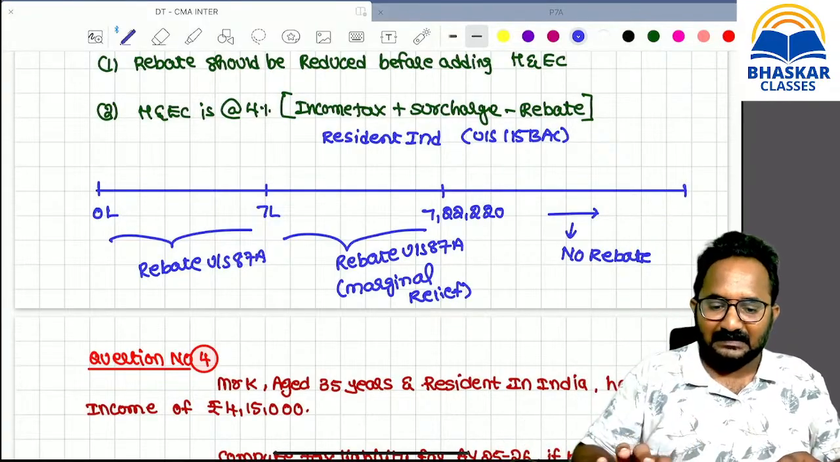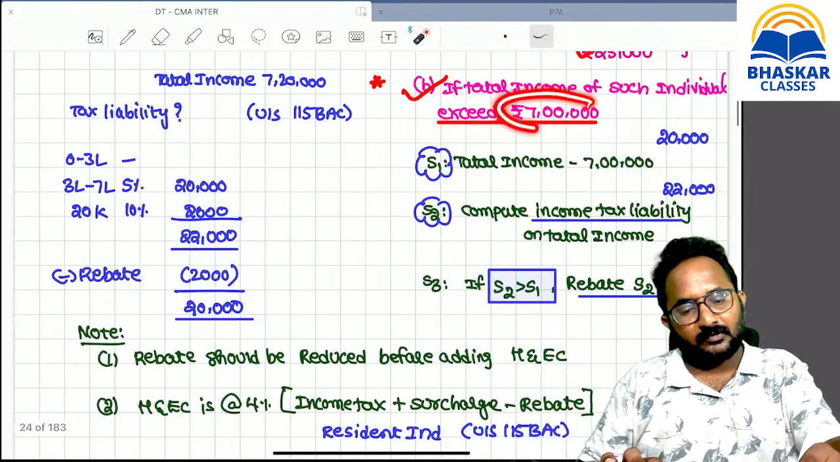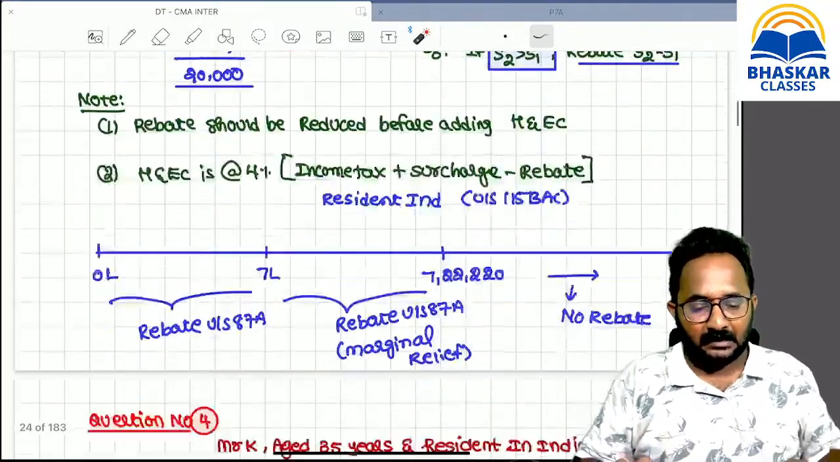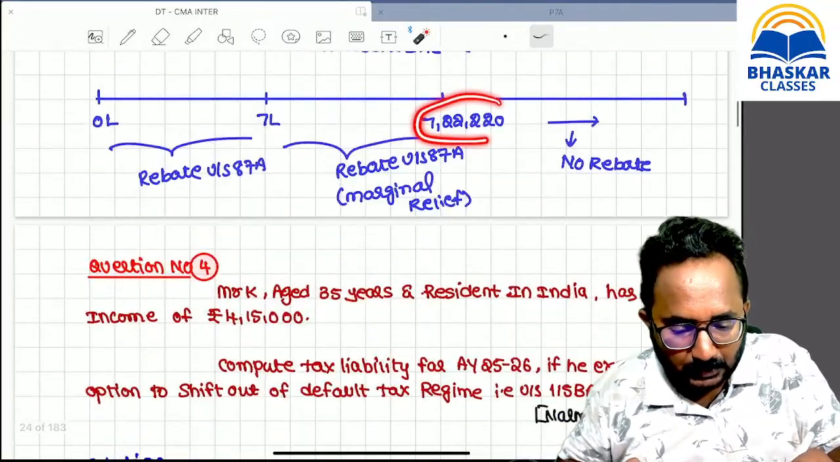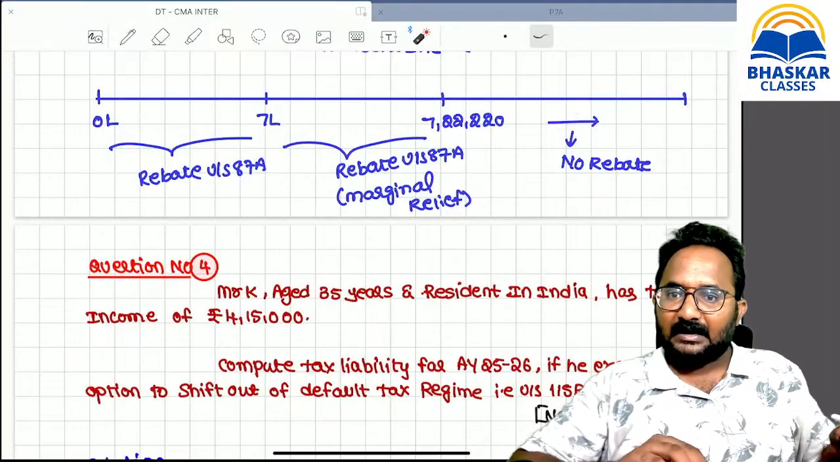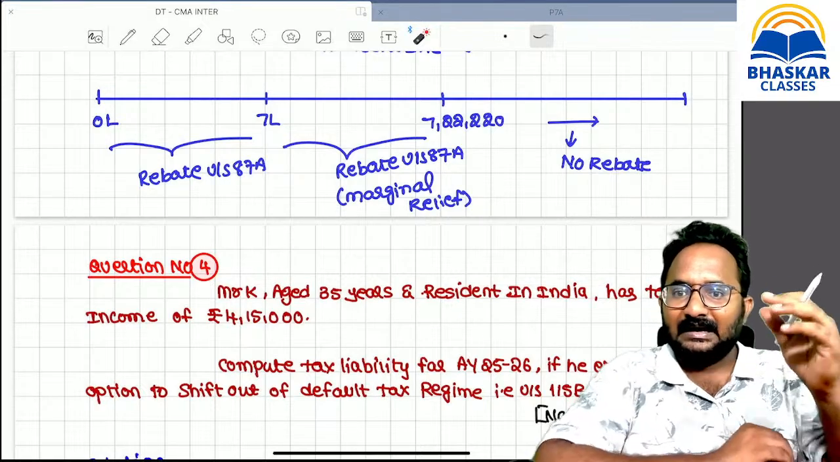Many students are asking the limit, sir. You are saying that even for more than 7 lakh we can get the marginal relief. Up to which extent can we get it, sir? 7,22,220, sir. If the total income is more than that, we can directly calculate the tax liability.